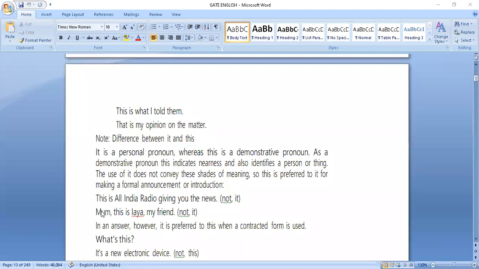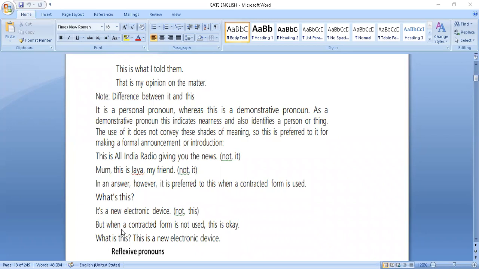Mom, this is Laya, my friend. "It" is also an answer, however "this" is preferred when a contracted form is used. What is this? It is a new electronic device, but when a contracted form is not used, that is okay.